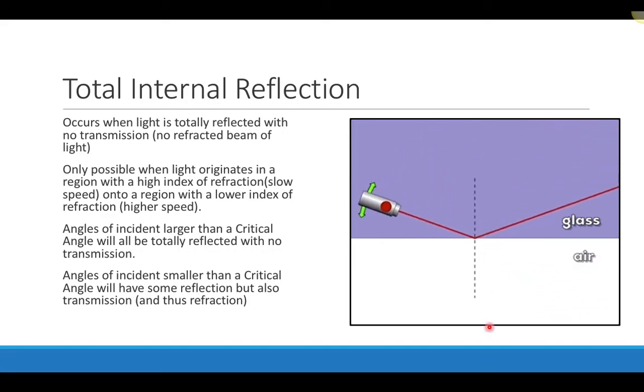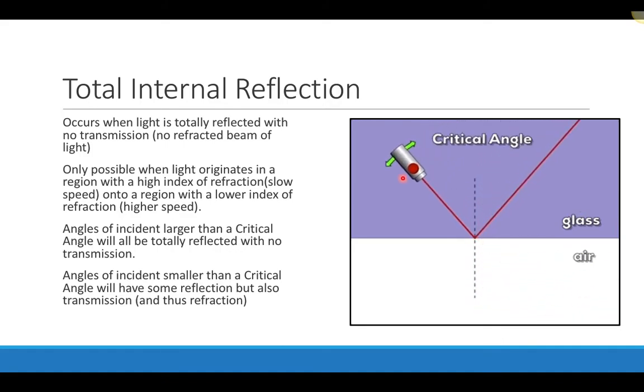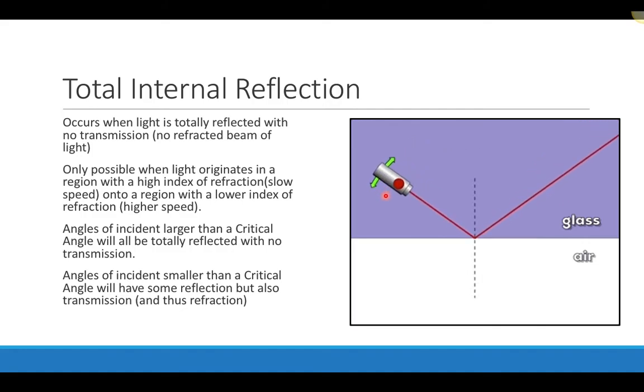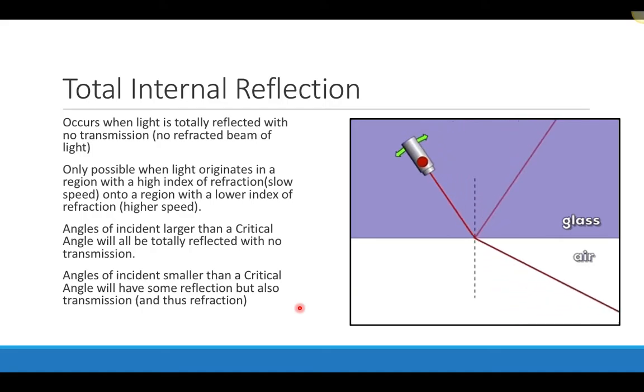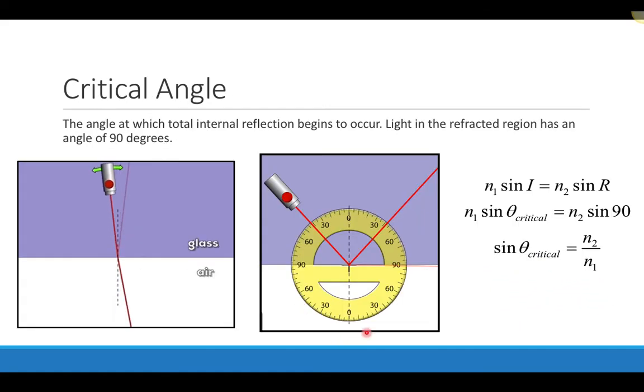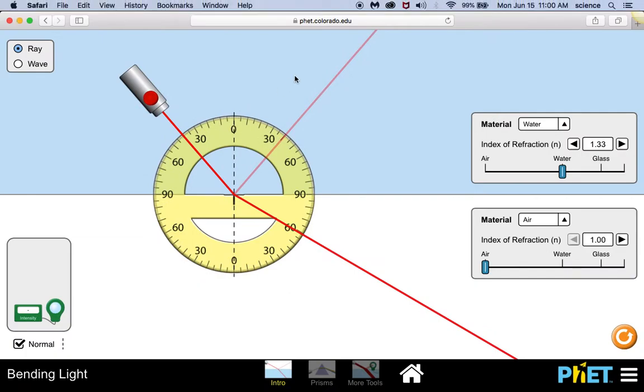So the light originally passes through, and then it reaches the critical angle where it starts to reflect, and anything beyond that critical angle, all of the light is reflected. Any angles of incidence smaller than the critical angle will have some reflection, but will also have some transmission. So let's take a look at this with the PhET simulation.